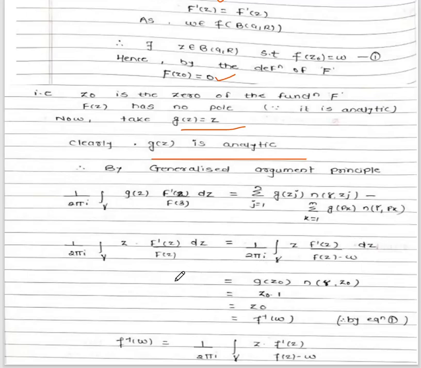Which is given as 1 upon 2 pi i integral over curve gamma. We know that g of z is z, so putting the value of g of z, that is z F dash of z upon F of z dz, it is equal to 1 upon 2 pi i. This can be written as integral over curve gamma of z f dash of z upon f of z minus w dz.